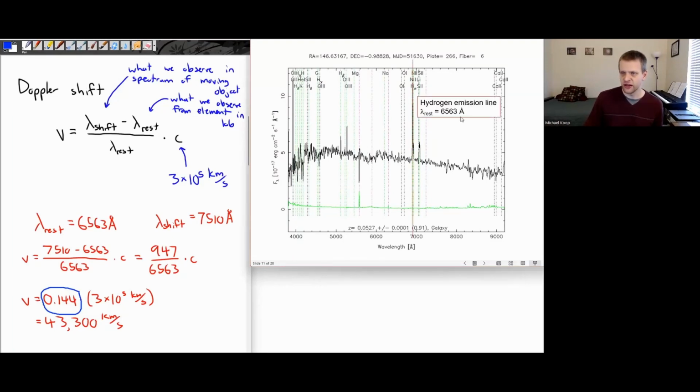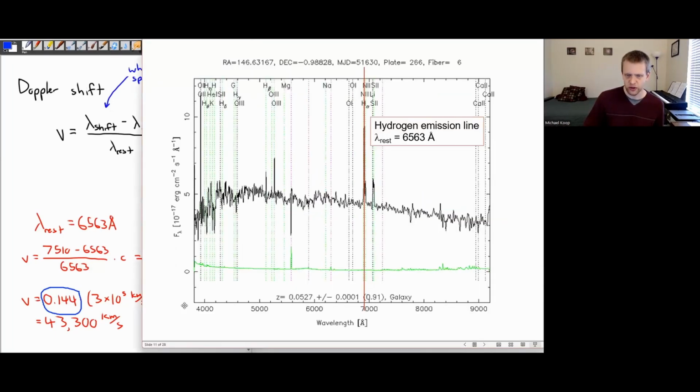This hydrogen emission line ordinarily shows up at 6,563. So try to identify approximately what wavelength this line is showing up at. Let me zoom in a little bit more so hopefully you can see that one a little better. Try to identify what wavelength that is showing up at and calculate the speed of this galaxy. So pause the video for a minute and give that a try.